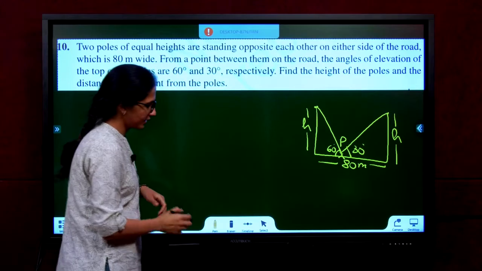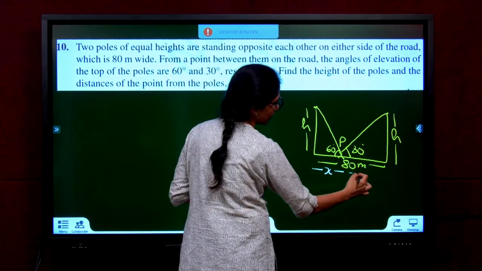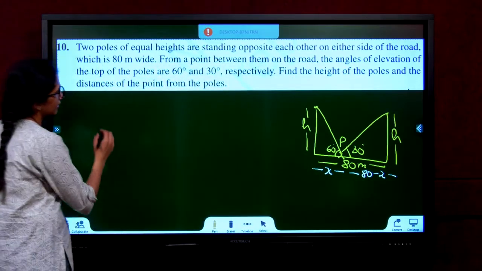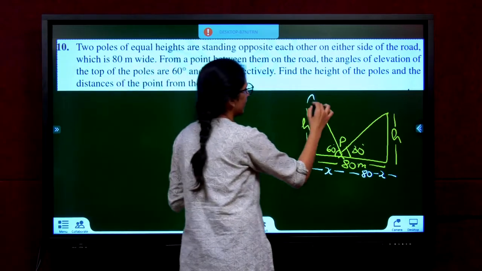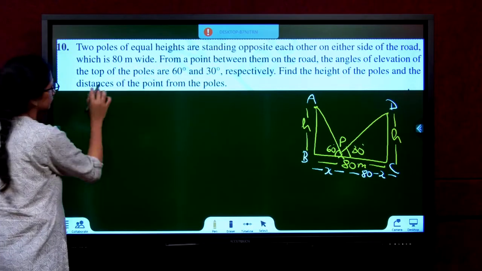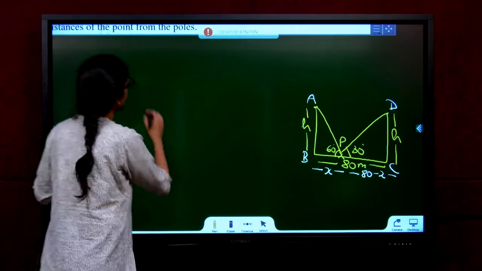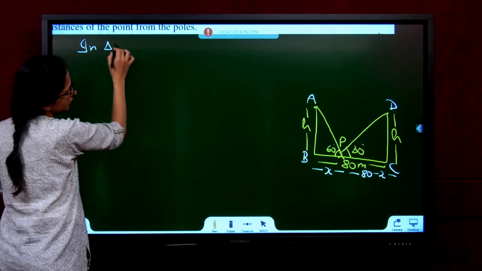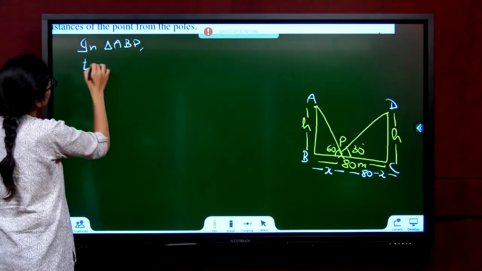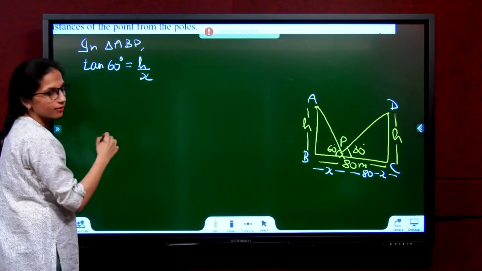Okay. If this is 80, let's say this is x. What is this? 80 minus x. Agreed? Yes? Let's start. You have two different triangles here. A, B, C, D. So, okay, let's begin. In triangle ABP, tan 60 degree is equal to h by x.